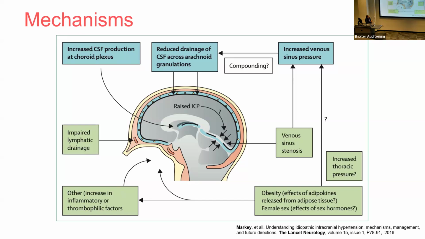But that produces a cycle. So all of these increase the ICP, and the ICP as well stretches the venous sinus, and that also increases all these effects, and then it's producing a feedback loop that is continuously affecting the intracranial pressure and producing more symptoms.